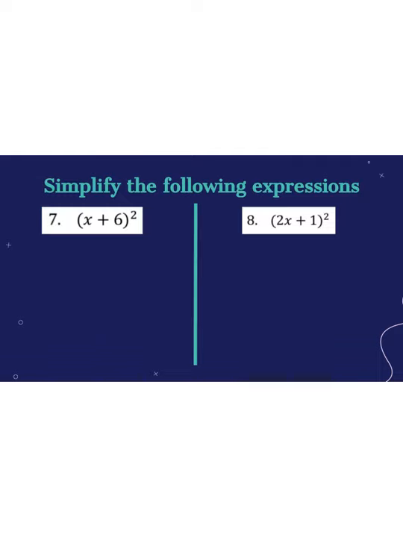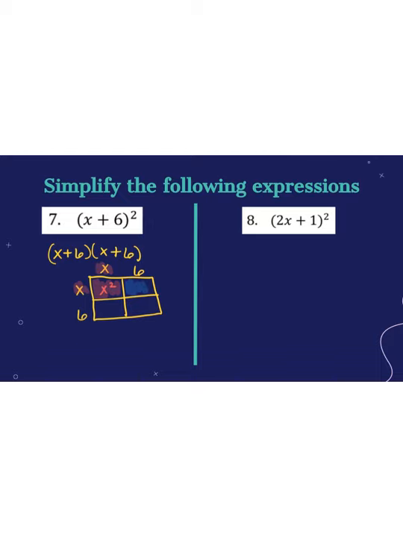So let's look at this first one. I have x plus 6 squared. So that means I need x plus 6 times x plus 6. Okay, so now I'm going to make my box. I'm going to have x and a positive 6, x and a positive 6. I'll start with my first one. And I have x times x. That gives me x squared.